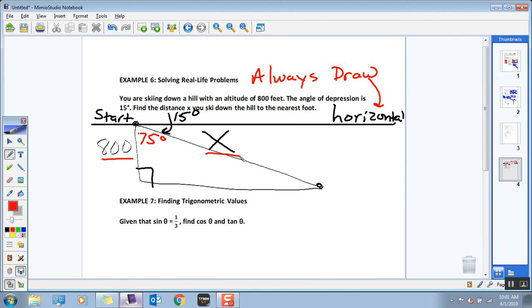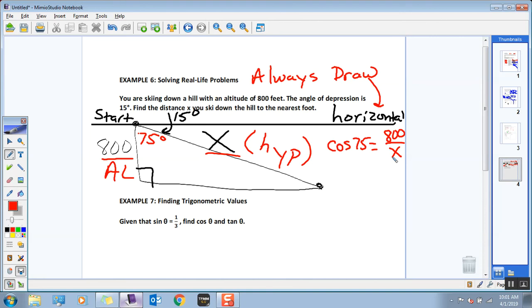How is this related to 75 degrees right here? How's the 800? It's an adjacent leg. What is x? So which of my three functions involves the adjacent leg and the hypotenuse? The cosine, right? So Leighton, help me set this up. We're going to go cosine of how many degrees? Cosine of 75. That's going to equal my adjacent leg of 800 over x.